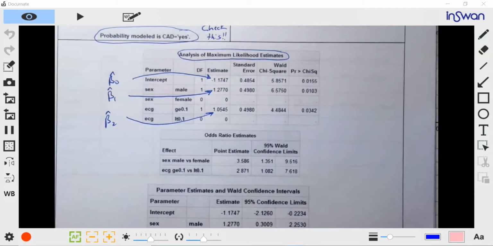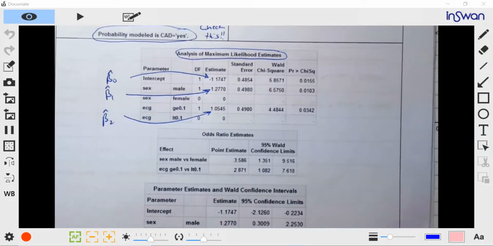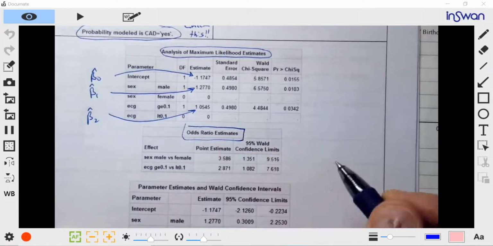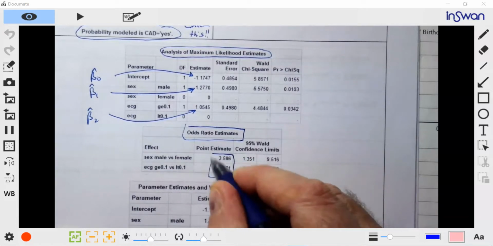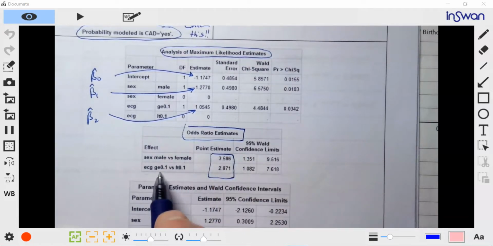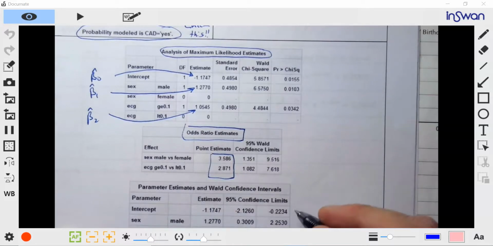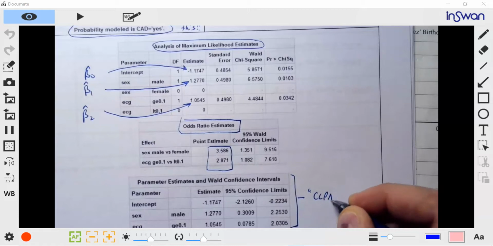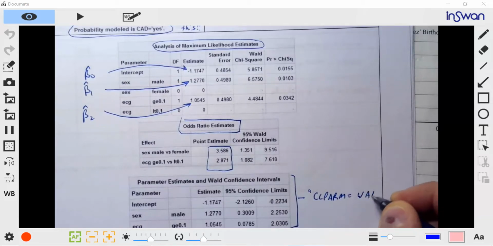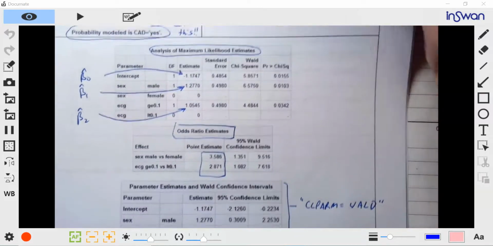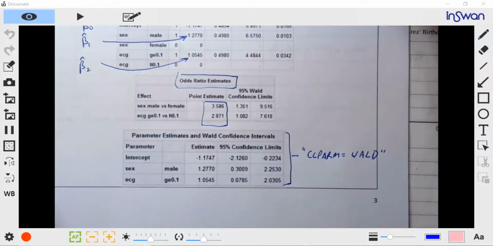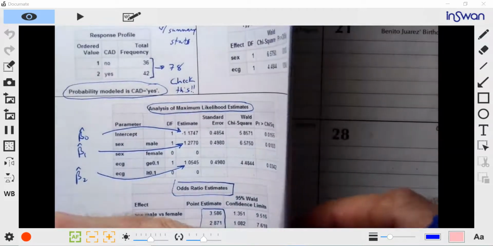Okay. And some other things to note is that the table of odds ratios will be of interest here. We get our estimated odds ratios for comparing males to females and high ECG to low ECG. And then also, using the CLPARM=WALD statement that we put in the model statement, we get our confidence limits for each of our betas in our model. So this is the output that you get from SAS. It's all nice and compact.